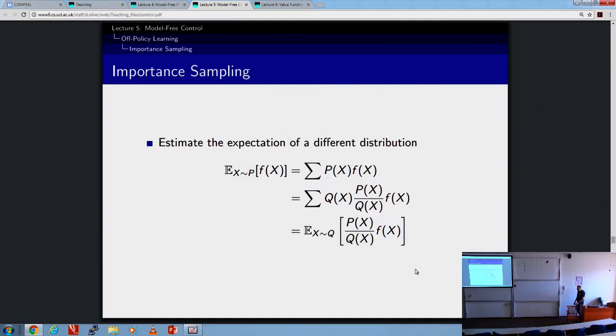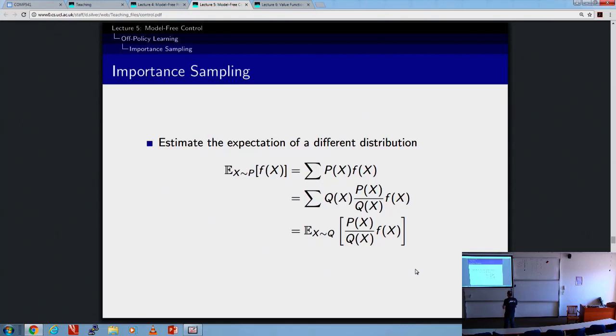If we actually have access to both mu and pi, and we have these episodes, then we can use importance sampling to calculate things from the pi perspective, even though the data is generated by the mu distribution. Who's heard of importance sampling before? Okay, so let me explain importance sampling first.